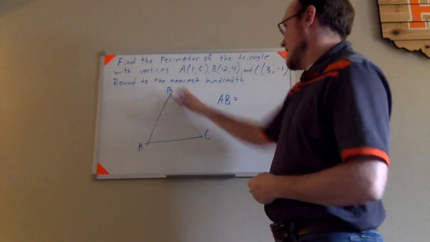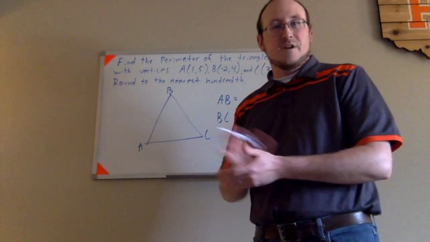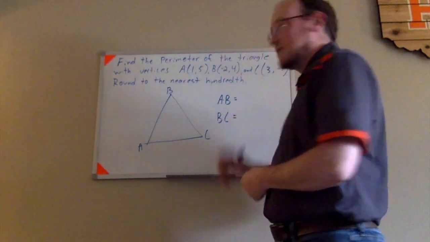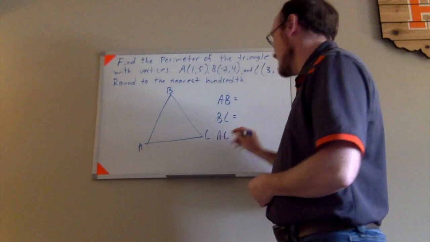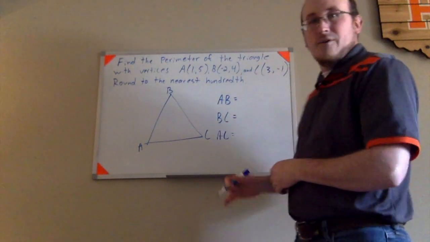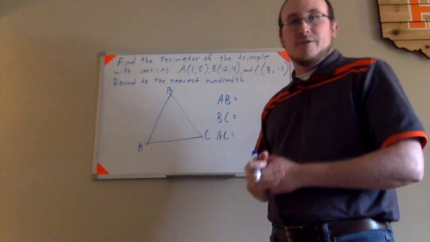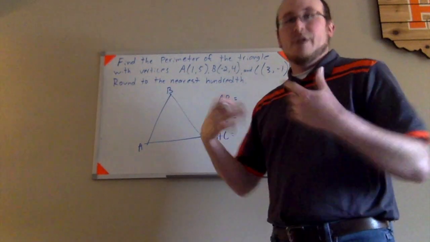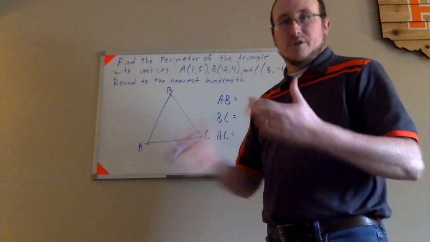Then I have another side, BC. I need to use the coordinates of points B and C together to find the length of side BC. And finally, the last side, side AC, I need to use the coordinates of A and C together to find the length of that side. Only then, after I have the length of all of the sides of the triangle, can I add them together. Then I can round to the appropriate number of decimal places and answer the question. So let's take a look at that.